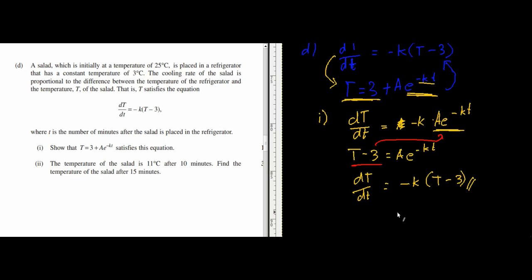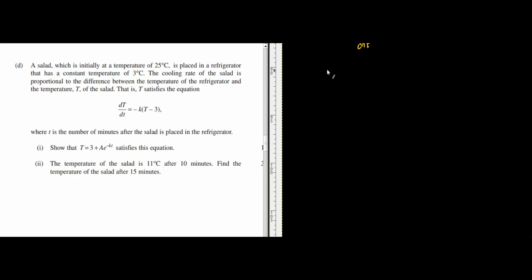Part 2 of the question is actually asking you to solve for A and k, and then there's a bit more. Let me write down what they're asking you to do. They give you this set of data initially. They say initially the temperature is 25. The word initially is a key word because it means t equals 0. My temperature is 25.